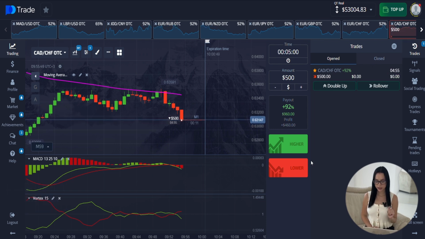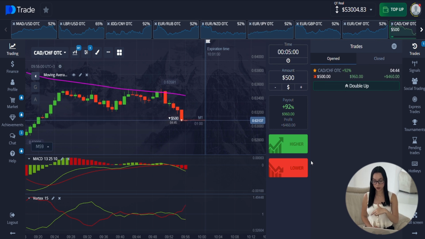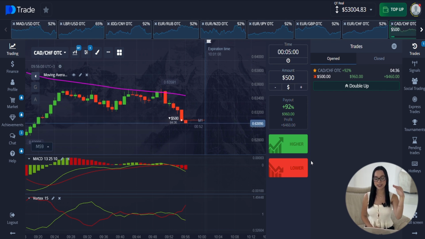We can see on the MACD indicator, the histogram of MACD is below zero level. Also, we can see the red candle there. Also, the two lines of MACD intersect the histogram and are going lower. And also, we can see that the red line of the Vortex is intersecting the green line of the Vortex and going higher. So it means that the downward trend is stronger right now. And also, we can see that the moving average line is going a bit lower. So this is the third signal to definitely open a trade down.